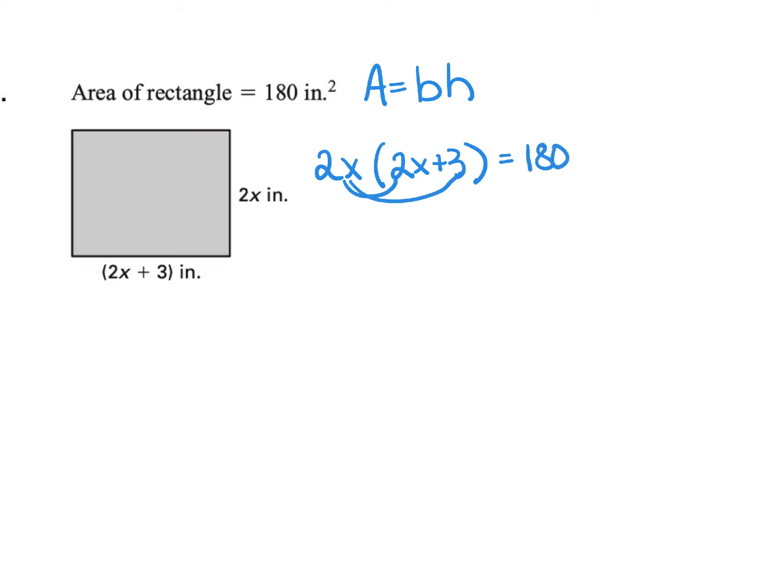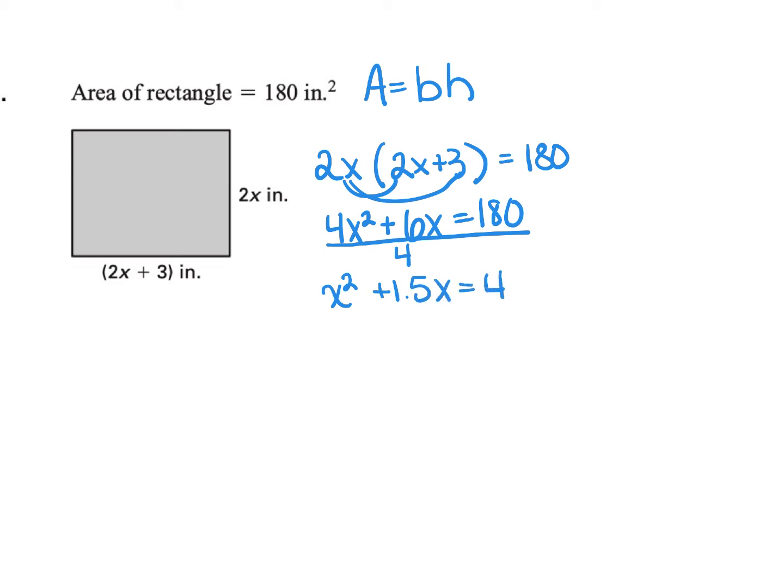So let's go ahead and simplify this. We have 4x squared plus 6x, and that's going to be equal to 180. And we're going to solve this by completing the square. So remember, we want that lead coefficient to be 1, so I'm going to divide everything here by 4. I'm going to end up with some decimals here. So I'm going to end up with x squared plus 1.5x, and that's going to be equal to 45.